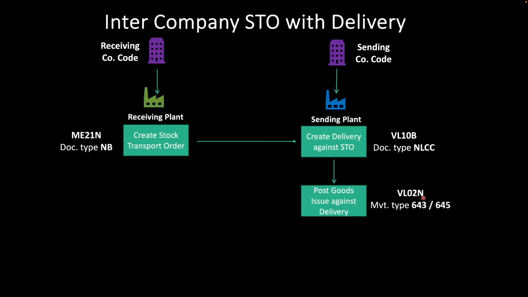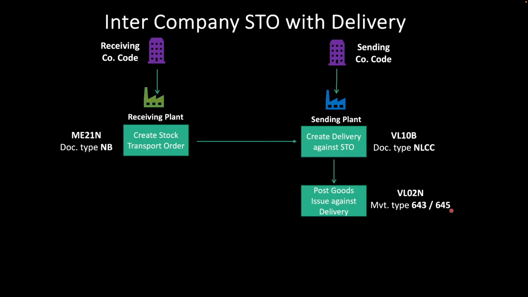Then in the next step, the sending plant will post the goods issue. The T code will be VL02N, but this time the movement type will be 643 for two-step process and 645 for one-step process. Earlier in the intra-company code, we saw the movement type was 641 and 647. Here the movement type will be 643 for two-step and 645 for single-step stock transfer.